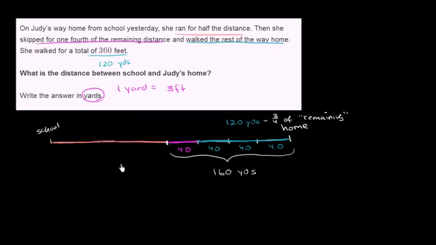Now, what is the total distance? Well, this 160 yards, the remaining distance after she ran, that's half the total distance. So if this is 160 yards, then this is going to be 160 yards as well. So 160 yards plus 160 yards gives us a total distance from school to home of 320 yards.